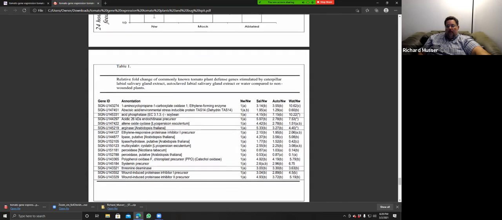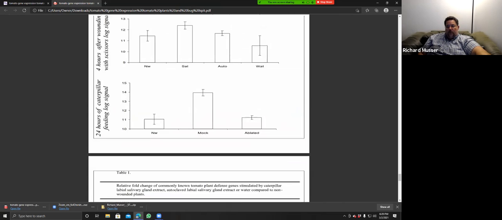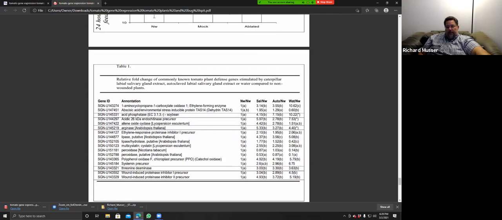This here is a graph of the microarray study. So these were all figures, and then here's just examples of different ones. So here you can see the acidic chitinase. I'll just highlight it. It's being particularly stimulated by the saliva treatment. But I'm not sure what's going on here with the water.